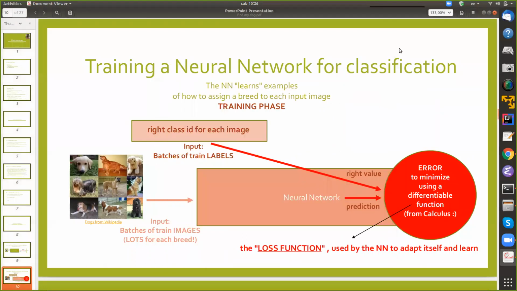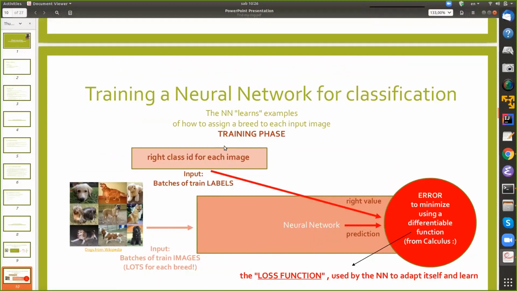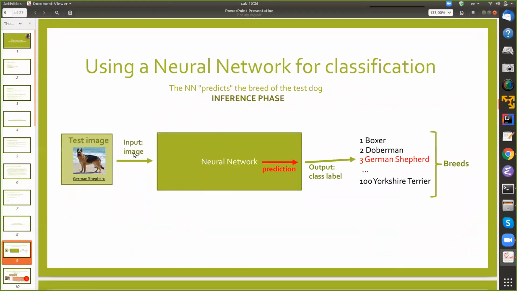So for this classification task, I would group all the images in breeds, and then I would teach the network how to recognize the breed an input image would belong to. So I would give images as input, and for each image, I would also give as input the correct label for the breed of that image. This way, the network will learn how to recognize images, and when I give an image without the label, the trained network will be able to output the correct code or label for the breed.